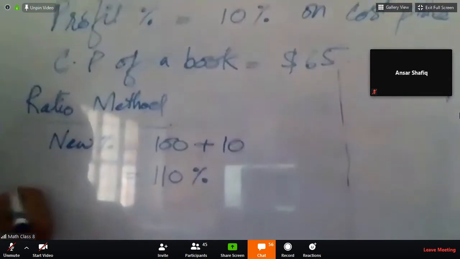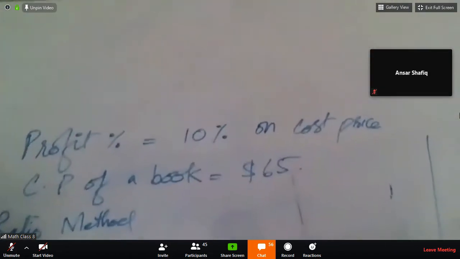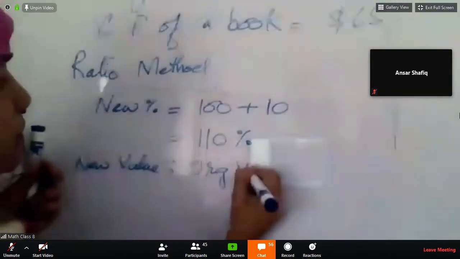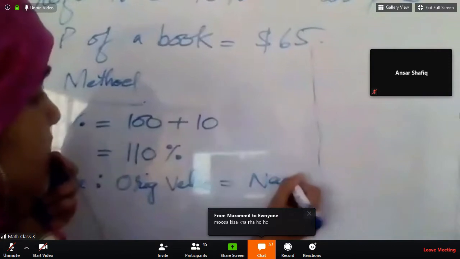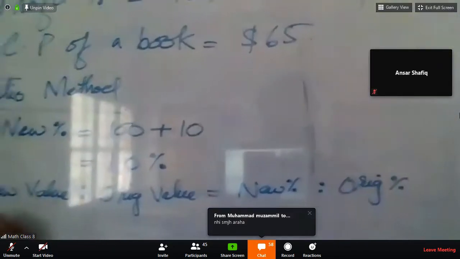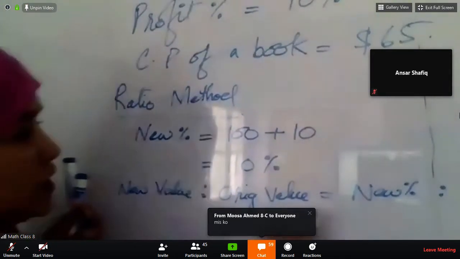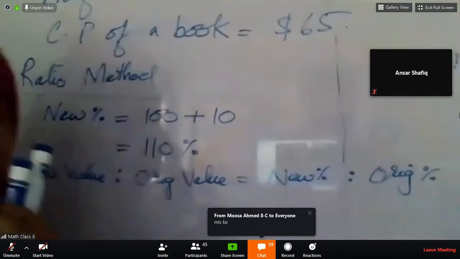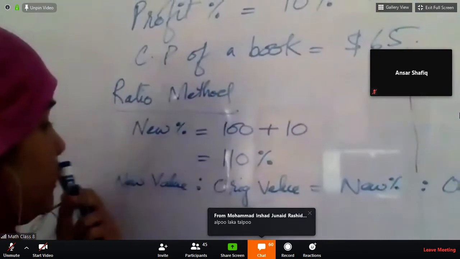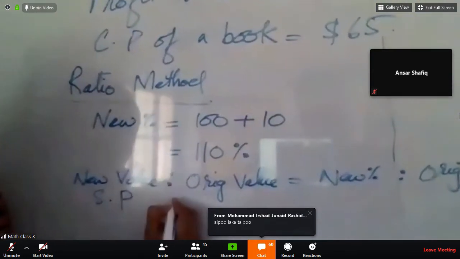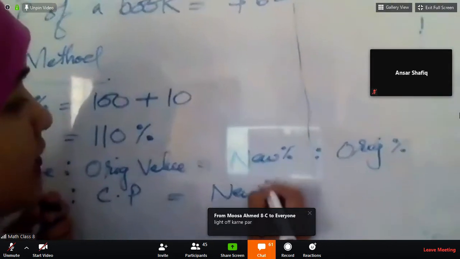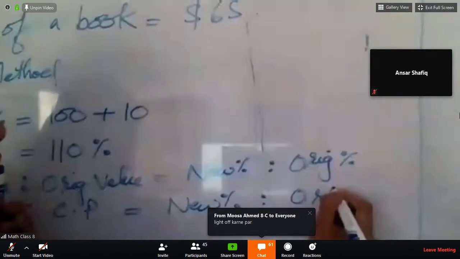Now you need to apply that formula, which is new value ratio original value equals new percentage ratio original percentage. This is the formula which you people studied last year as increase or decrease percentage. We are replacing new value as the sale price, the original value as the cost price, equals new percentage ratio original percentage.